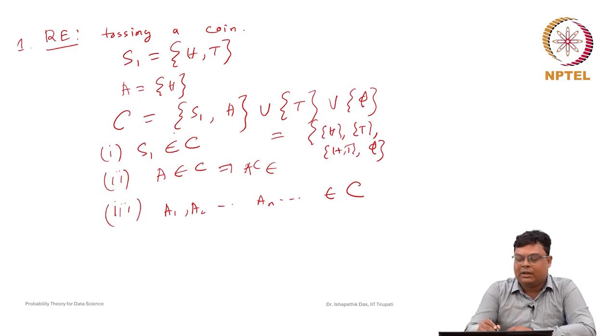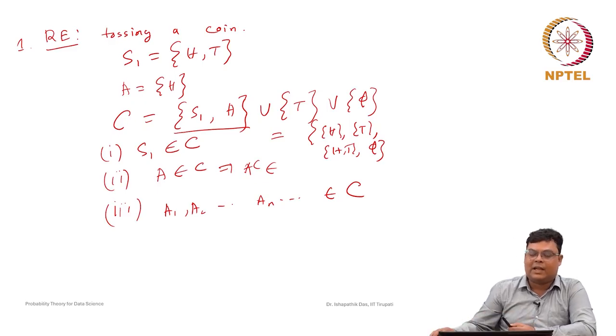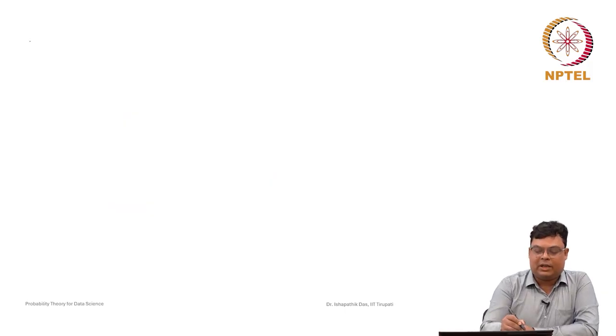But what we did with this kind of operation: whenever it is not a sigma field, we add some subsets of S to make it a sigma field. This kind of process is known as the sigma field generated by the set. So, we will take a collection. Let us consider a second example of a random experiment.